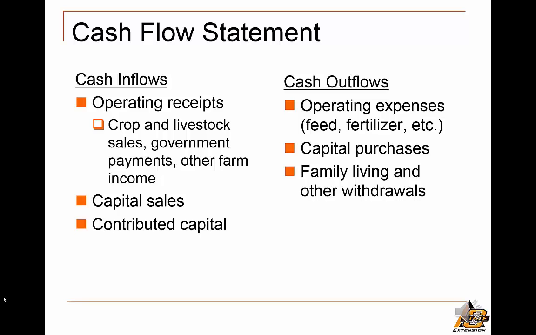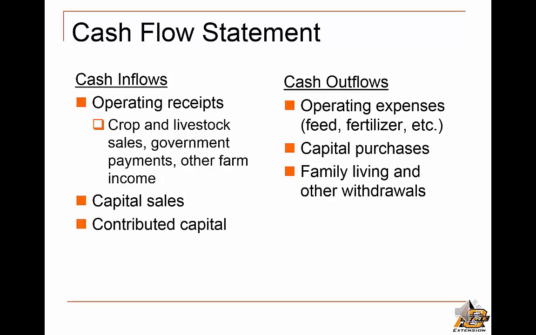In the cash outflows section, you also have 3 general types of items: operating expenses, capital purchases, and family living withdrawals. Operating expenses include feed, fertilizer, fuel and lube, repairs, supplies, vet med, and so on. Capital purchases are the outflows of cash associated with buying capital assets. The purchase of a bull to replace that bull that was culled is a capital purchase. Purchase of a boom sprayer is a capital purchase. Purchase of land is a capital purchase.